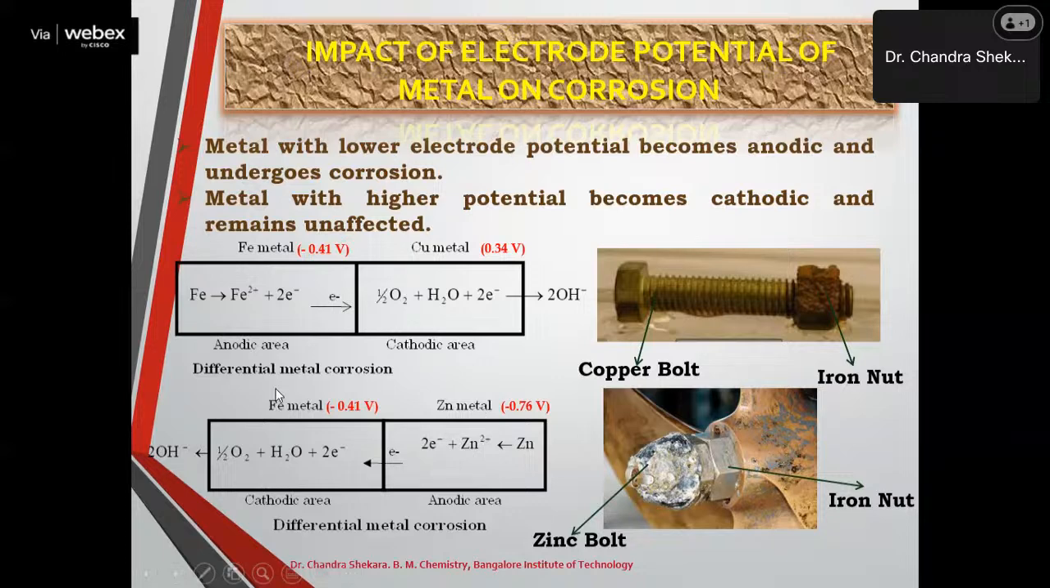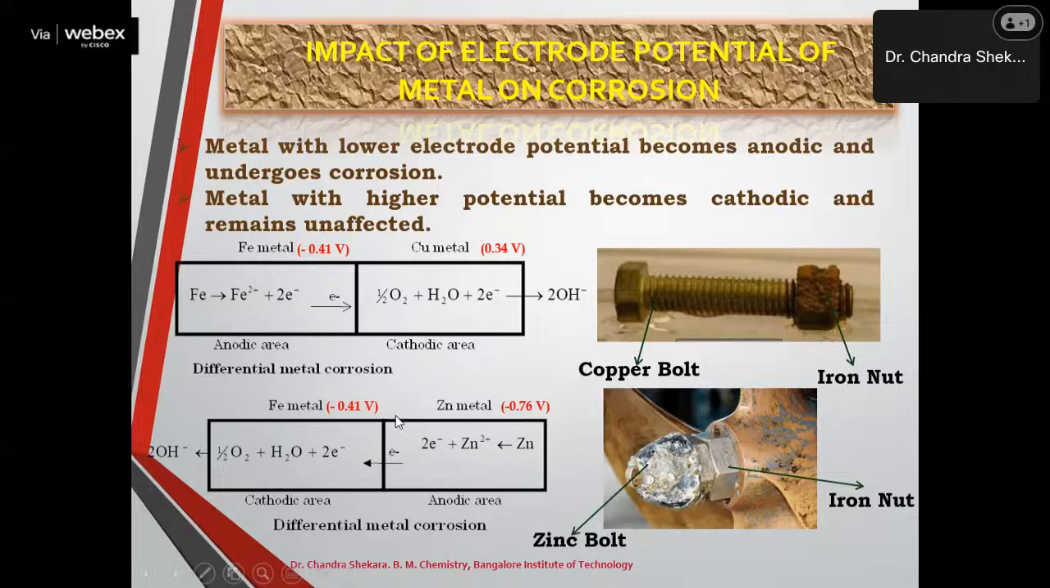And the rate of corrosion here depends upon the difference in potential between two metals. You can see the difference in potential is just about 0.35 volts here. And therefore, the rate of corrosion of zinc metal when it is in contact with iron is very much lesser when compared to the rate of corrosion of iron metal when it is in contact with copper.